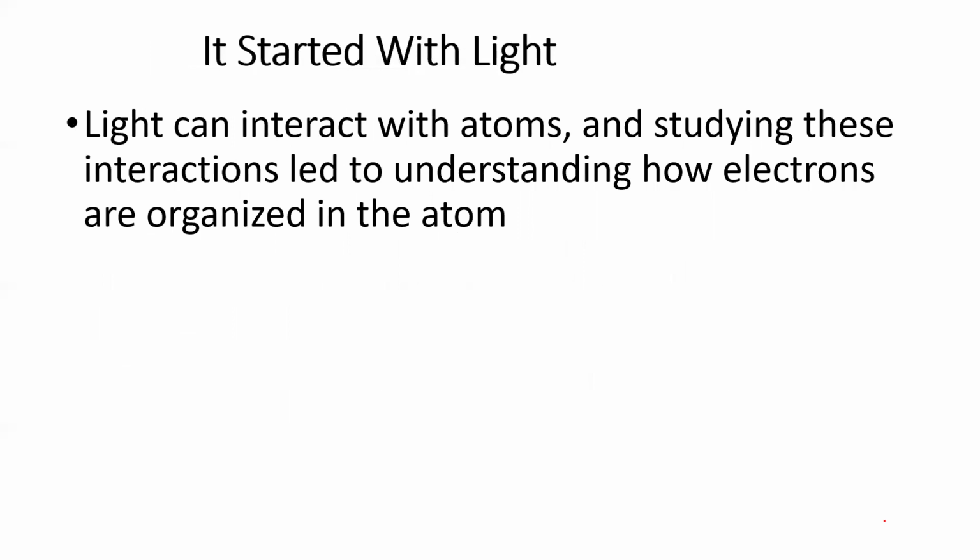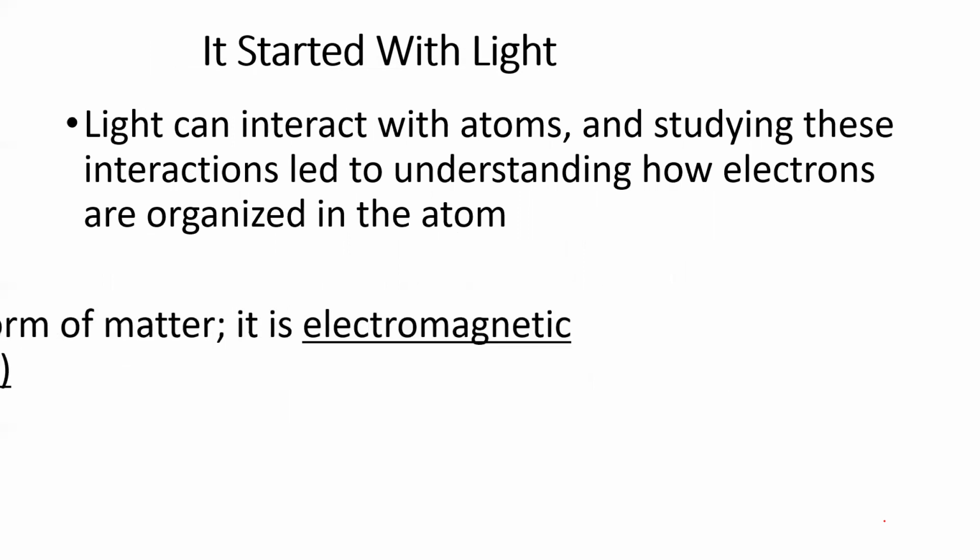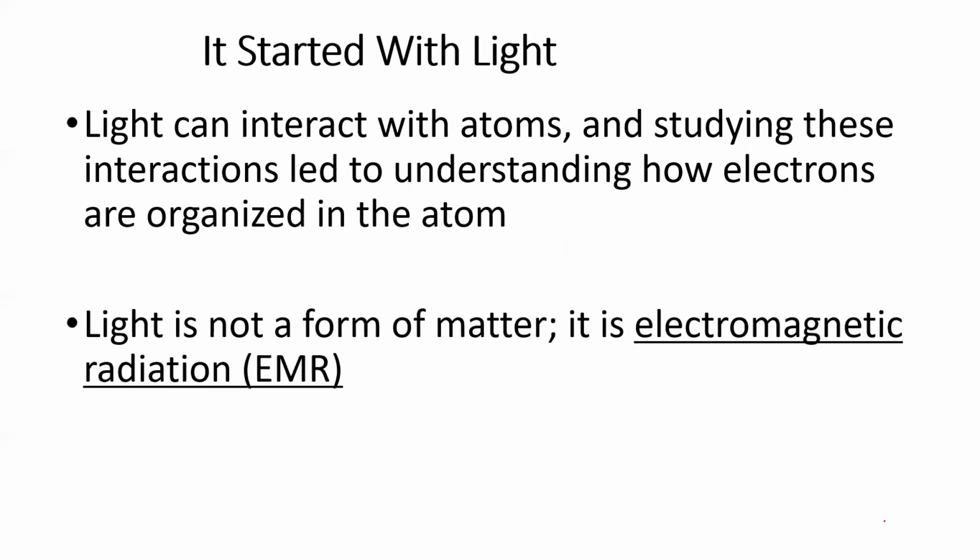So why am I talking about electrons when I said in the very beginning this is a discussion of light? Well, it all started with light. Light interacting with atoms is how we ended up understanding electrons and developing our quantum mechanical models, and it helps us understand the organization in the atom. So light is not a form of matter. It is electromagnetic radiation, shorthand EMR, and it is actually how energy travels through the universe.